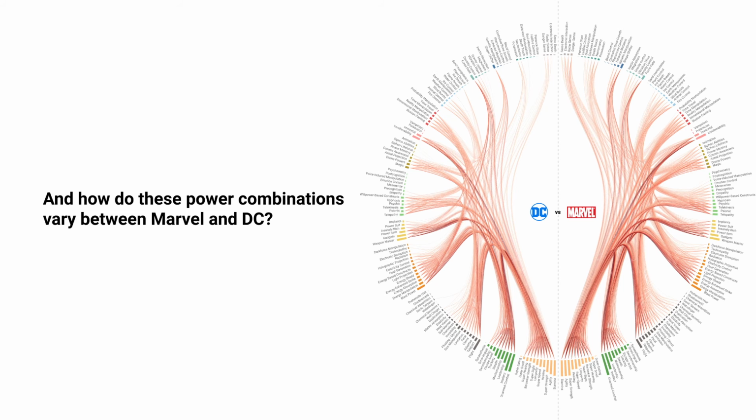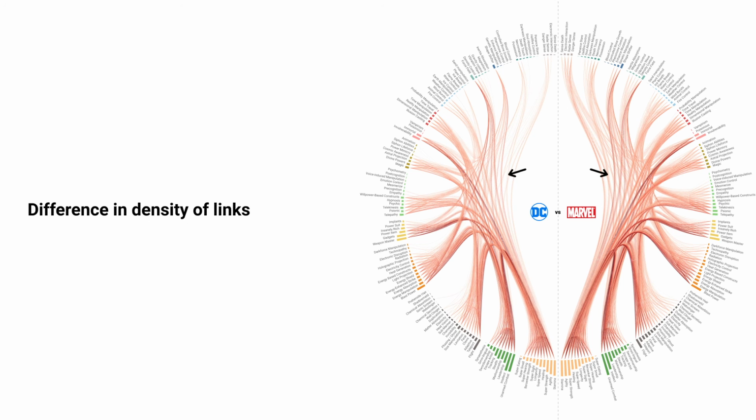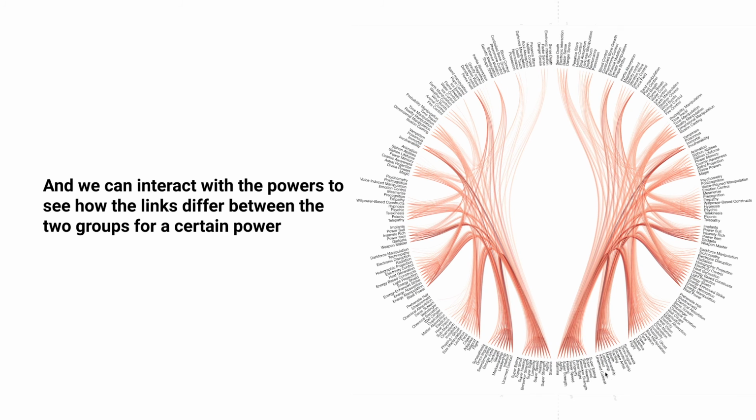To compare DC versus Marvel, we used the same technique and encodings to create a mirror network. Difference in density of links, as indicated by the arrows here, show that Marvel utilizes a more diverse combination of powers than DC Comics. As we hover on a power, the corresponding links get highlighted in red. As we can see here, Stealth has been combined with more powers in Marvel characters. This helps to see differences in combinations for individual powers.